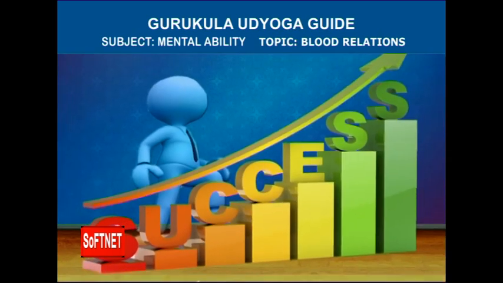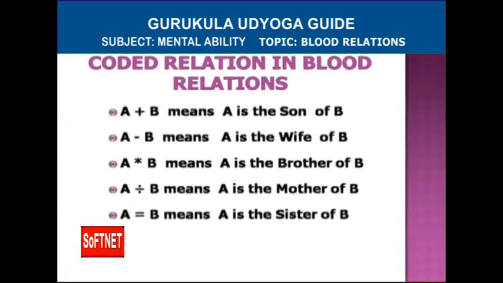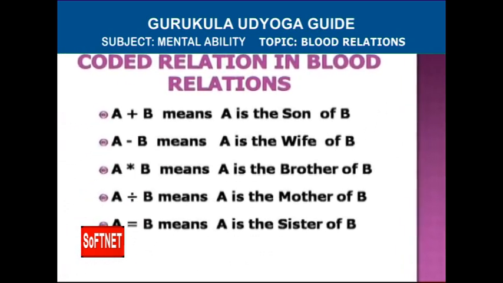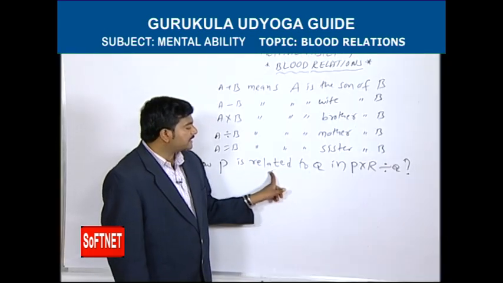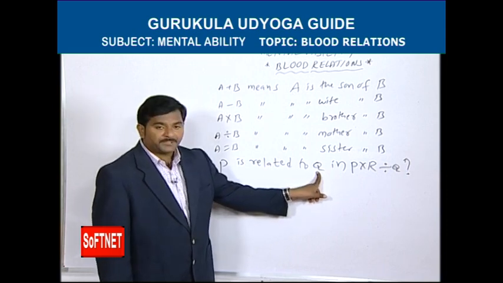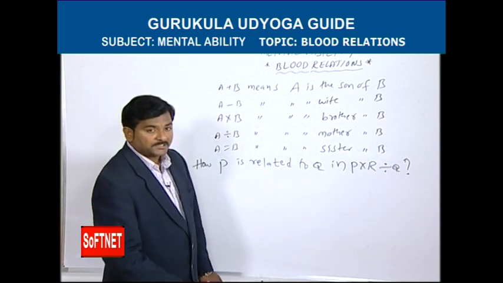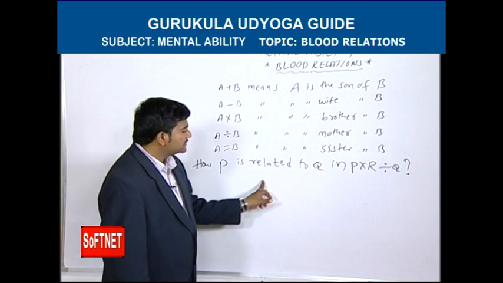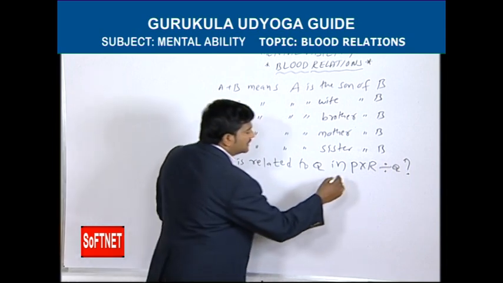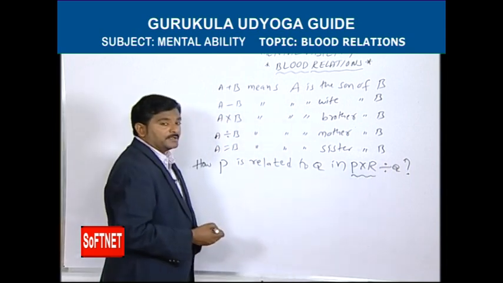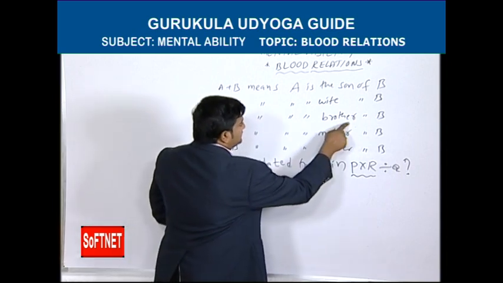Now we will take one more question. The concept is the same, but we will discuss one more question. I changed only this part; just focus on this part. The remaining is the same, taken from the previous concept. Now what is the question? How is P related to Q in P into R divided by Q? He asked you to find this. Now focus on P into R. From the given conditions, A into B means A is the brother of B.